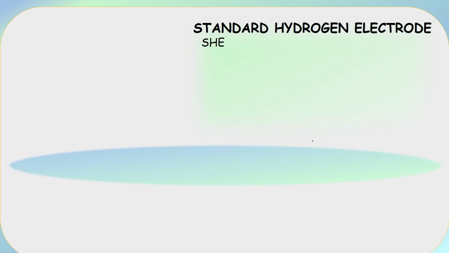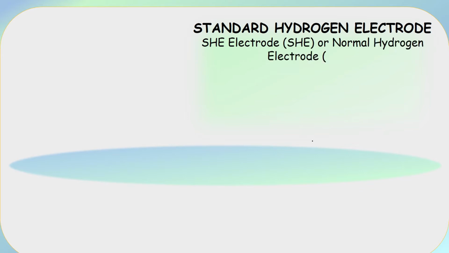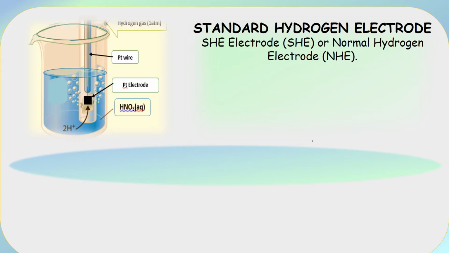We have studied electrode potential and standard electrode potential. Now let us understand what the standard hydrogen electrode is, which is one of the most important aspects in determining the electrode potentials of other elements. It is also known as a reference electrode. It is basically an arrangement.